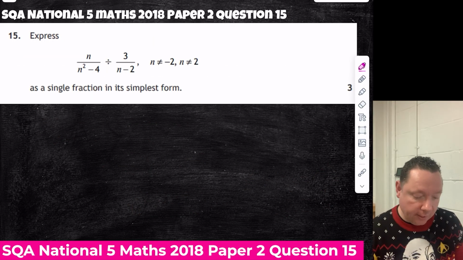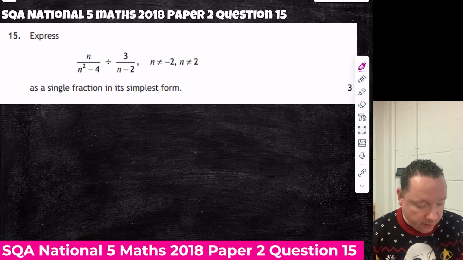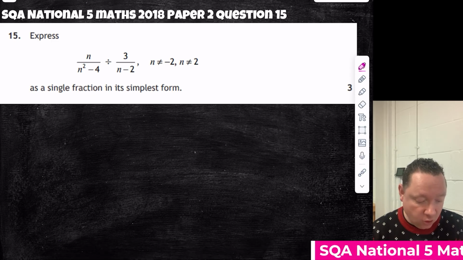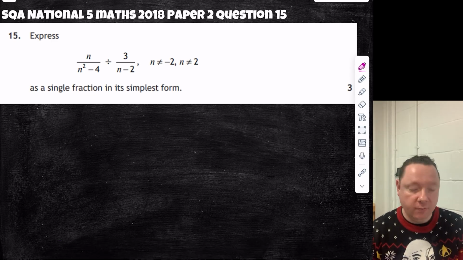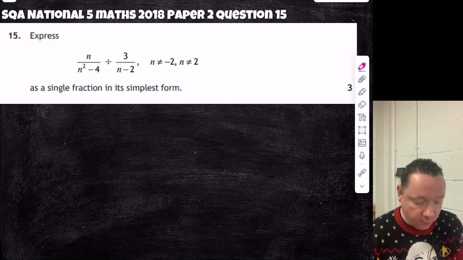Simplify, National 5 Maths 2018, paper 2, question 15 on algebraic fractions. Express n over n squared minus 4 divided by 3 over n minus 2 as a single fraction in simplest form. It tells us that n cannot be minus 2 and 2 because the denominator would be divided by 0.